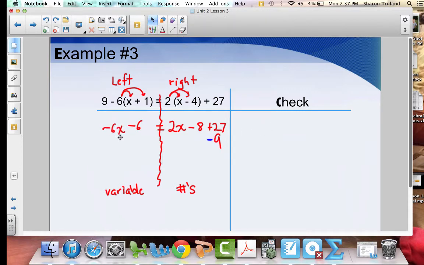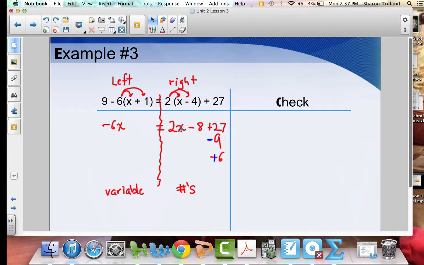Minus 6x is a variable, so it can stay on the left side. The 6 minus gets moved to the number side. And remember, when it switches to the other side of the problem, we're going to do its inverse operation. So it goes from minus to plus.